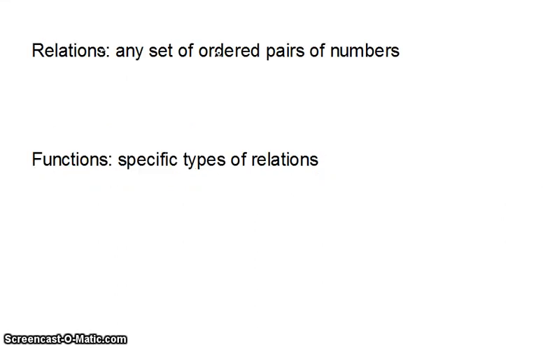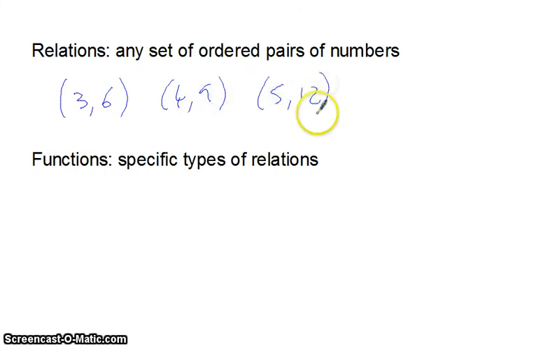So, relations are any set of ordered pairs of numbers. For example, we could have something like (3, 6), (4, 9), and (5, 12). And if we were to graph them, we would see that we've got (3, 6), (4, 9), (5, 12), and they are on this nice line like that.